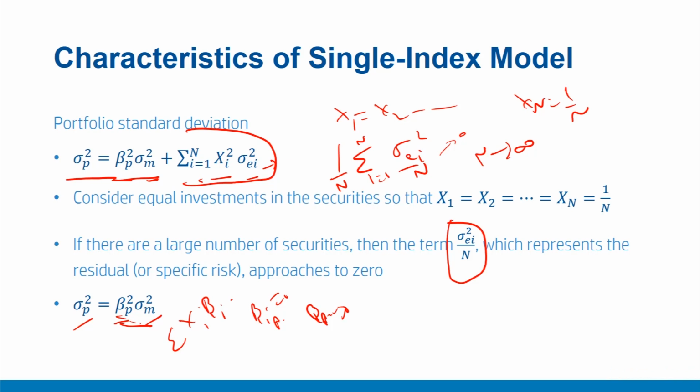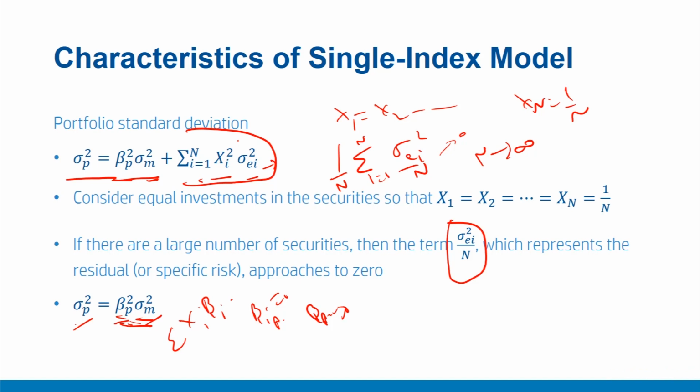Here beta p square sigma m square is the measure of portfolio's non-diversifiable or systematic risk, and therefore sigma m is independent of securities, and only the term beta p is dependent on the securities, and on average reflects the sensitivity of the portfolio constituents towards market risk.